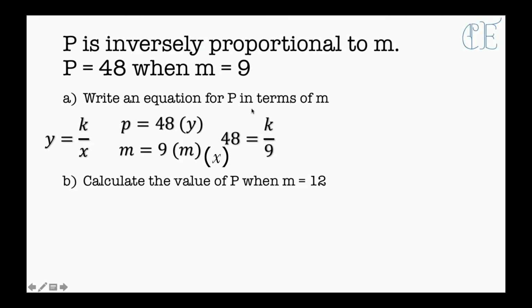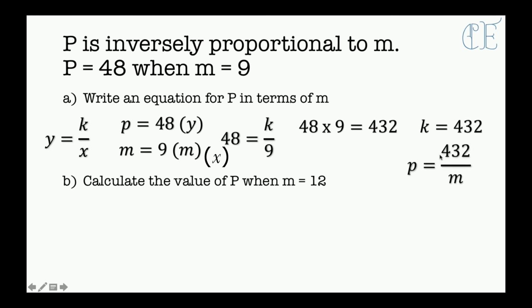Now we can say that 48, which is y, equals k, which we don't know, divided by x, which is 9. In order to work out what k is, we need to do the opposite of this division, which is times. So 48 times 9 is 432. Because k is 432, we're now going to write an equation for P in terms of M, using this layout. So P equals 432 over M.